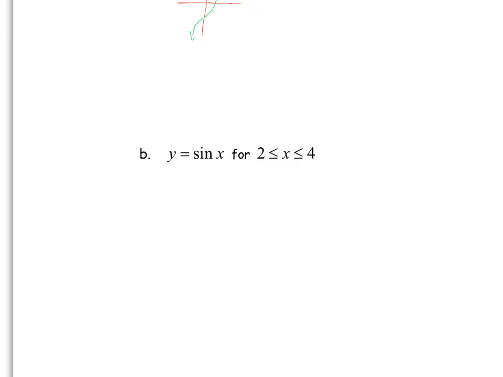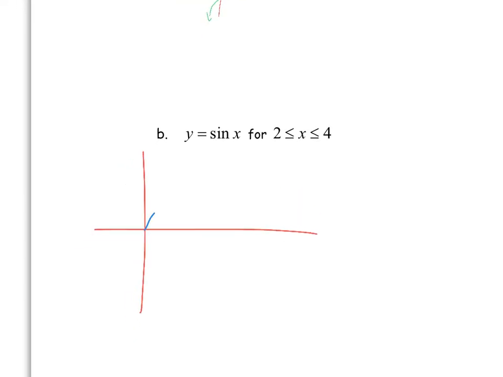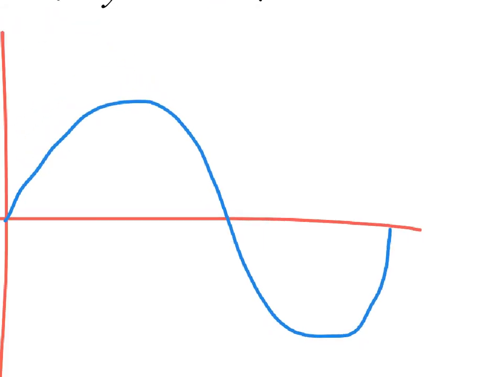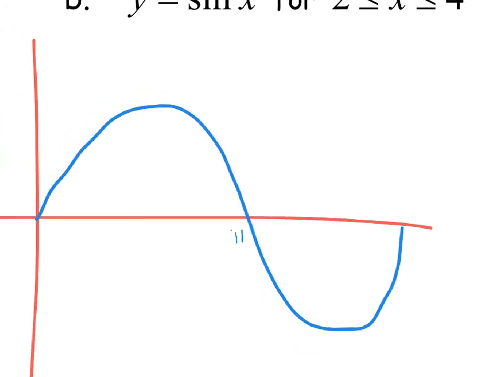Okay, same kind of problem here for sine of x from 2 to 4. Again, you should know what the graph of sine looks like. Starts at the origin, goes up, comes down, like that. You should know that this is at pi. And you should know 2 is less than pi. And then this is 2 pi, which you should know 4 is less than. And 4 you should also know is greater than pi.